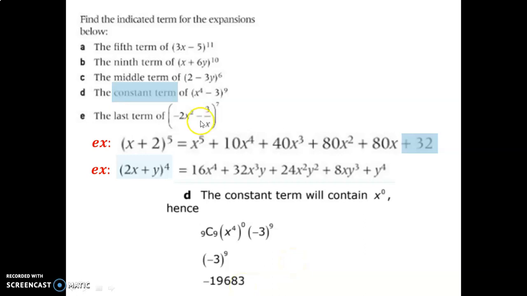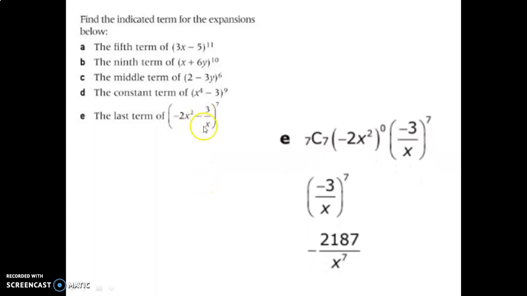Okay, that's a good one. It's important to know the constant term. Let's look at this last problem. It says the last term of this expansion. So it's kind of like the last one in that we're looking for the last term, but this one will definitely not be a constant term because we see a variable here and a variable here. So the last term of that, see if you can set that up.